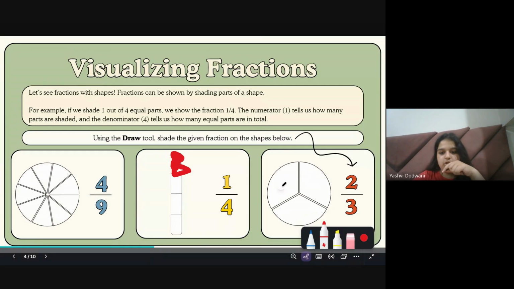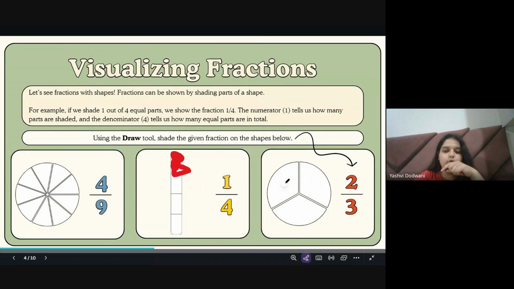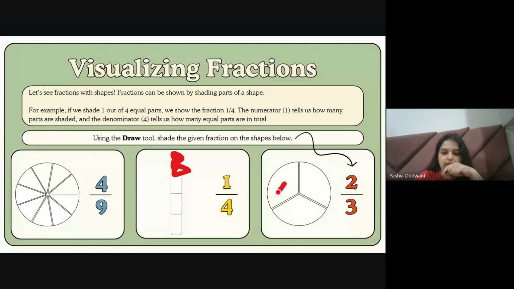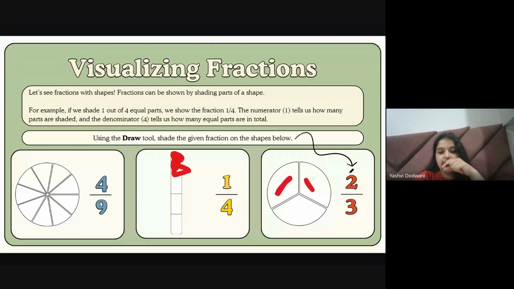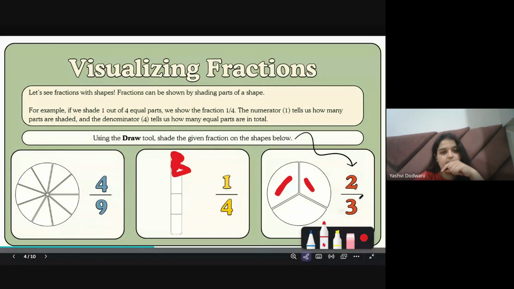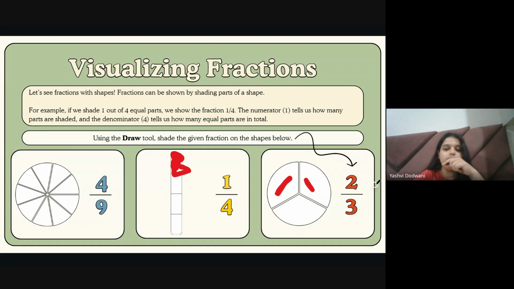In this picture, there is a fraction 2 by 3. We would shade 2 parts of the circle, this part and this part. These two parts are your numerator. How many parts are there in total? There are three parts. So these three parts would be termed as the denominator, and the shaded part would be termed as your numerator.